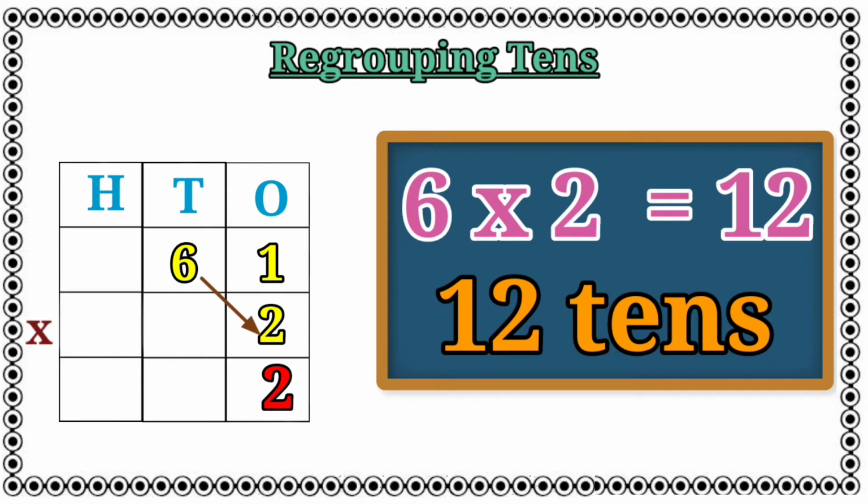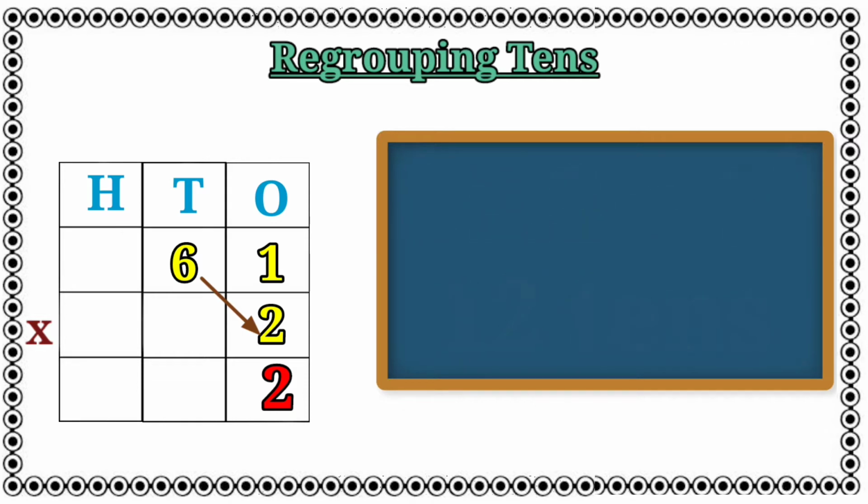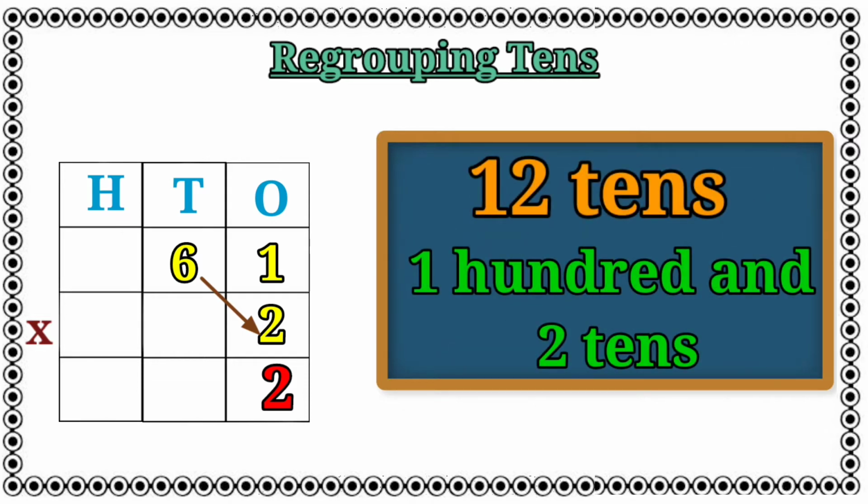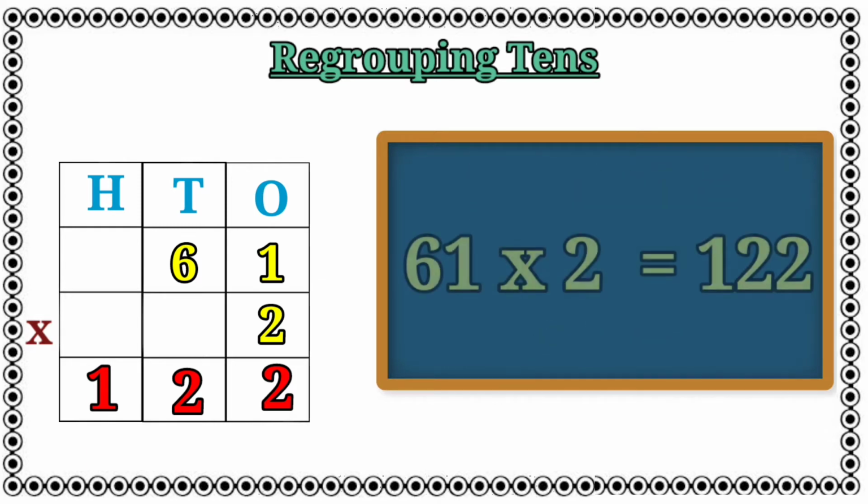We know that 12 tens is the same as 100 and 2 tens. Let's write the number 2 in the tens column and 1 in the hundreds column. Therefore, the answer is 61 into 2 is equal to 122. Okay, let's see the next example.